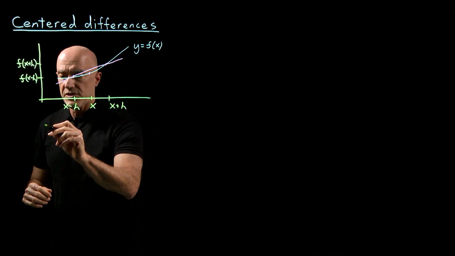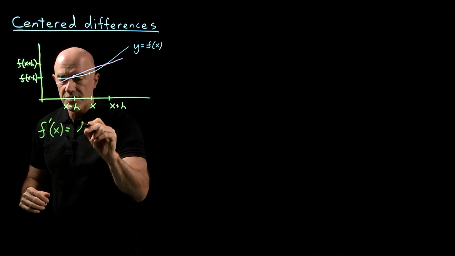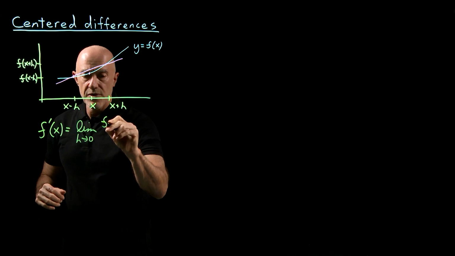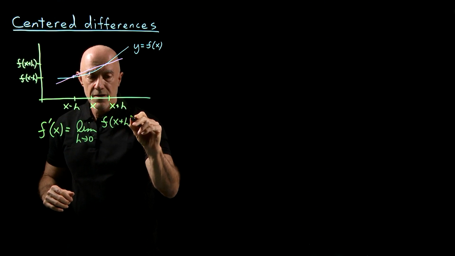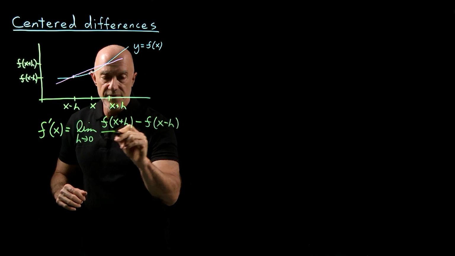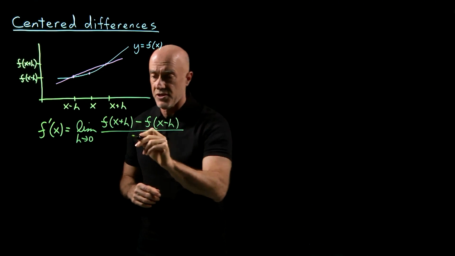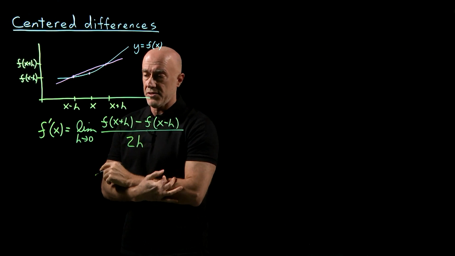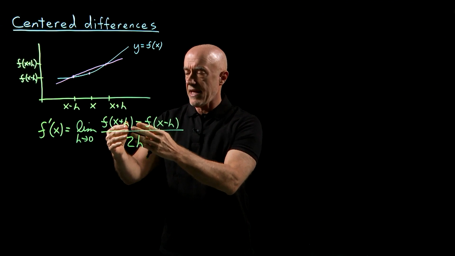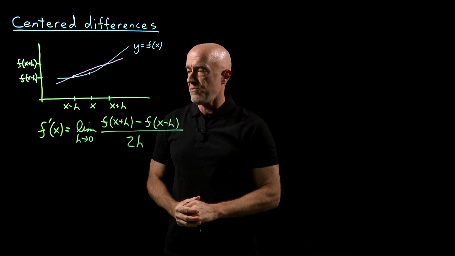So the new definition of the derivative would be f prime of x equals the limit as h goes to 0 of f of x plus h minus f of x minus h, divided by the width. Now the width becomes 2h instead of h, so divided by 2h. And if we wanted to take the derivative numerically, we would just take h small and then do this center difference and divide through by 2h.